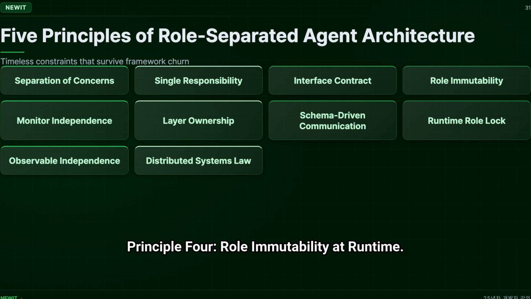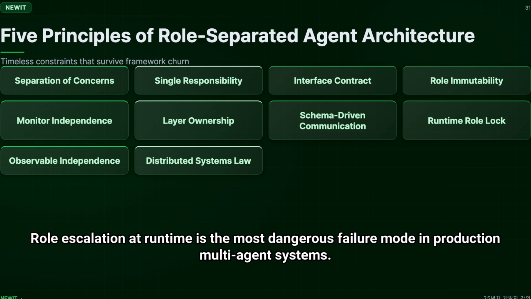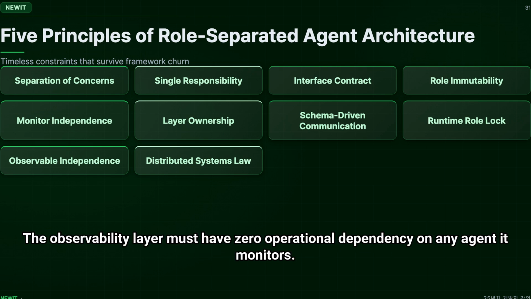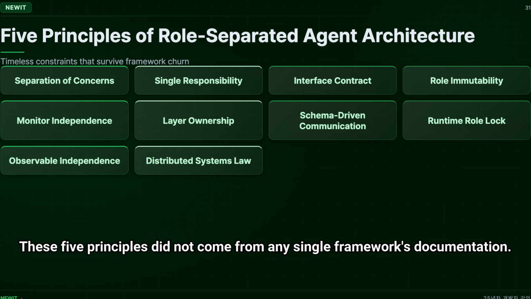Principle 4, role immutability at runtime. An agent cannot promote itself from executor to orchestrator during a live pipeline run. Role escalation at runtime is the most dangerous failure mode in production multi-agent systems. Principle 5, monitor independence. The observability layer must have zero operational dependency on any agent it monitors. A monitor that depends on the orchestrator to report orchestrator failures will always lie to you.